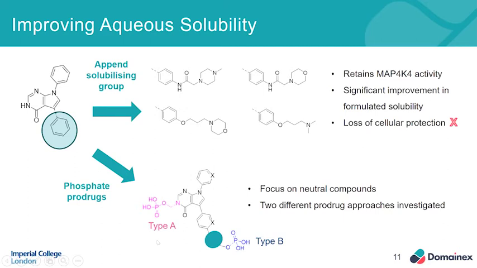At this stage, we felt we had molecules that might be suitable for a type A prodrug approach, but we didn't have any molecules suitable for a type B prodrug approach. So we decided to make some molecules suitable for a type B approach so that we could compare the 2 approaches side by side.